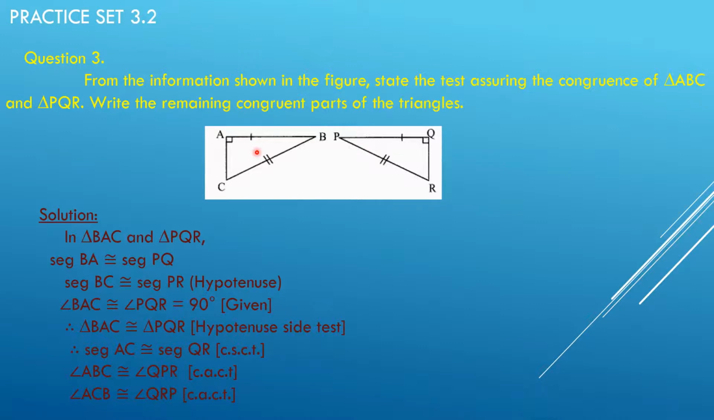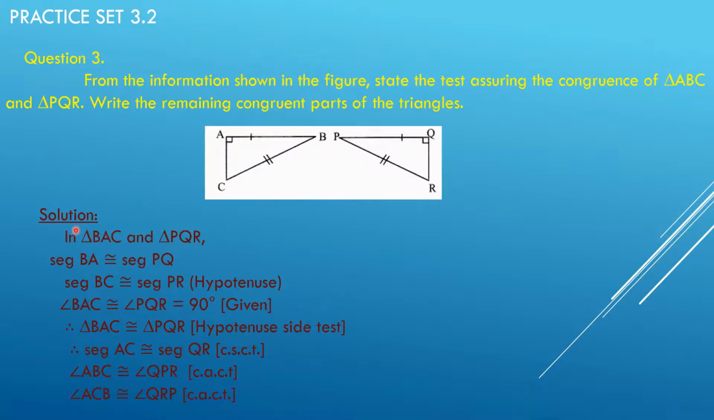BC is the hypotenuse and PR is also the hypotenuse. That is, the hypotenuses are congruent, which is given, and one side is AB and the other side of this triangle is PQ. These are also equal, which is given. Therefore, by which condition are these two triangles congruent?